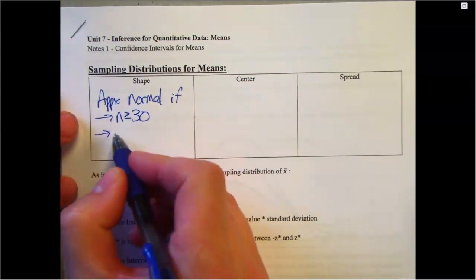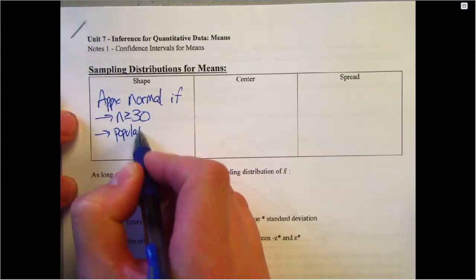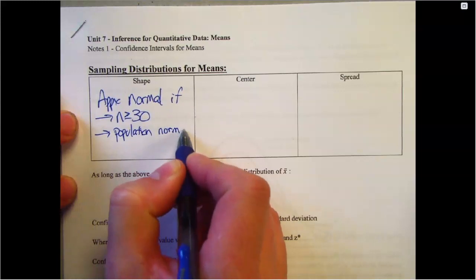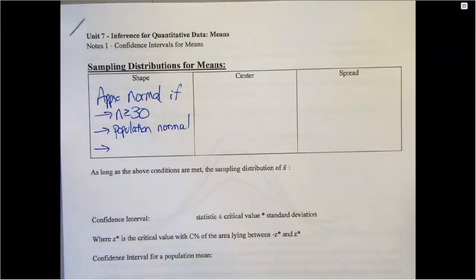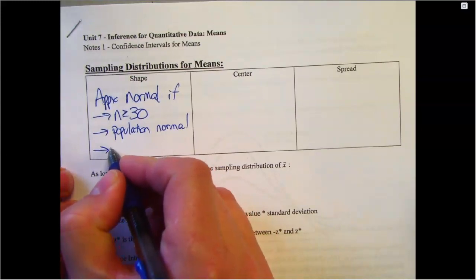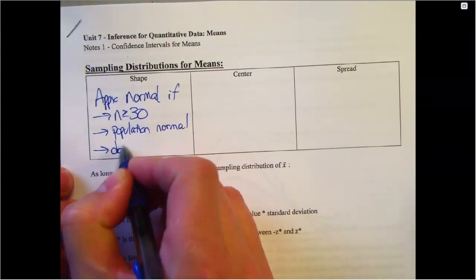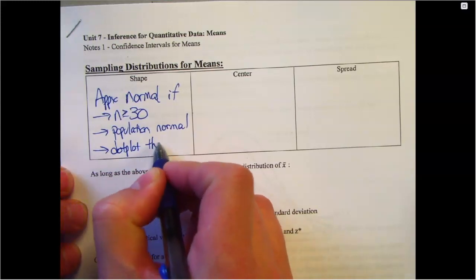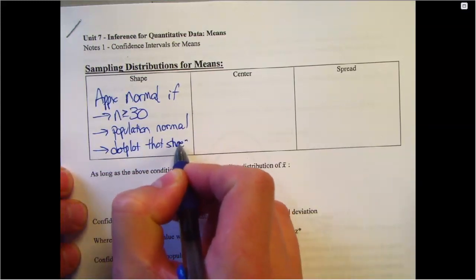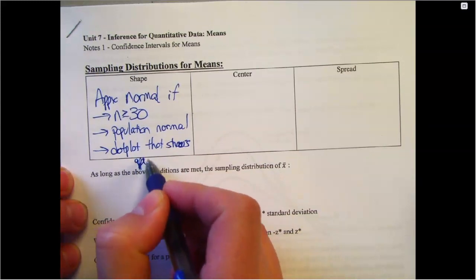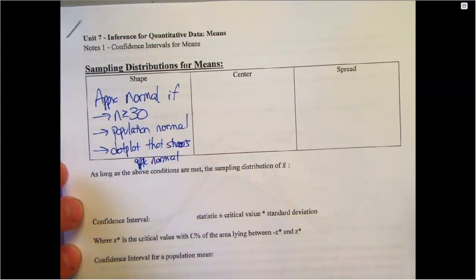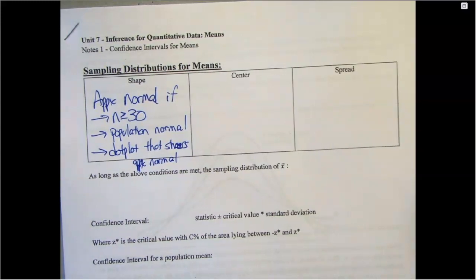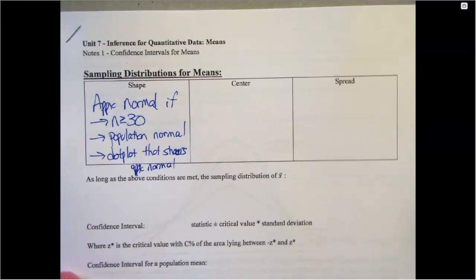If it tells you the population's normal, then that works. The third one, if neither of those happen, so they give you a small sample size and they don't tell you the population is normal, you have to make a sketch. So I would do a dot plot that shows approximately normal. That's just annoying because it's like this extra side quest you have to do before you get back to the real problem. We will have to do that. It's not super often, but it does come up.